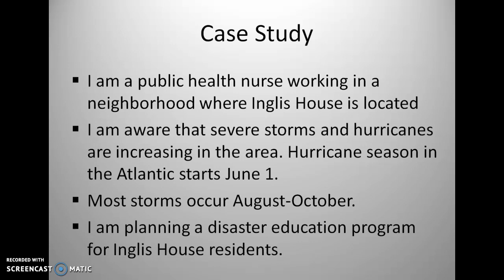So I'm aware that severe storms and hurricanes are increasing in the area. That's my problem, and hurricane season is approaching. Especially the most storms occur around this time in September and October, and we've already seen that in the news. And so my concern as the public health nurse is to plan a disaster education program for the Inglés House residents because they're independent. Do they know the warning signs? Do they know what to do if torrential rains come and their wheelchair stops running? Those are the things I'm starting to think about, and so I'm pulling together information on how to do a disaster education program for my clients.